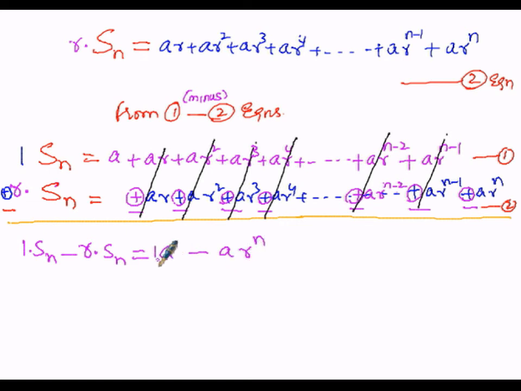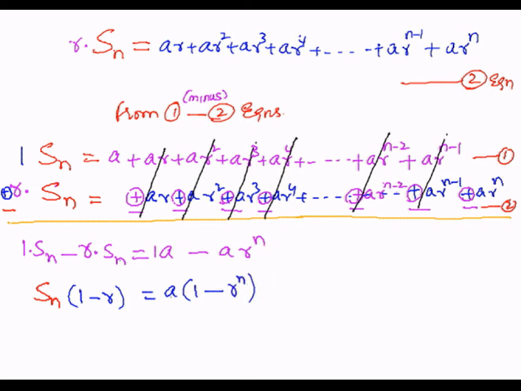Now I want to take Sn as common in both the terms. When Sn is taken out as common, just 1 is left over within the bracket, minus R. That is equal to, here also I want to take A as common. When A is taken out as common, just 1 is left over, minus R to the power of n is left over.